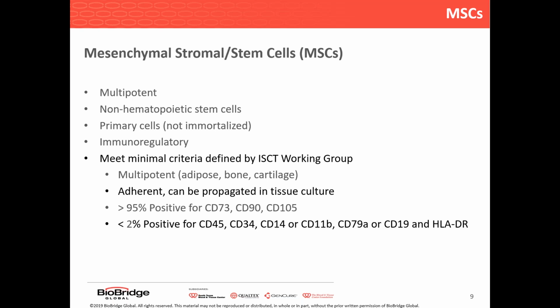And so there are general criteria right now on MSCs. This is defined by the ISCT working group. Very basic, but the bottom line is you have to show they're multipotent, that they can differentiate into fat, bone, and cartilage, that they're adherent, and then there's a series of surface markers that you look for. Some of them are positive markers, and some of them are actually negative markers.